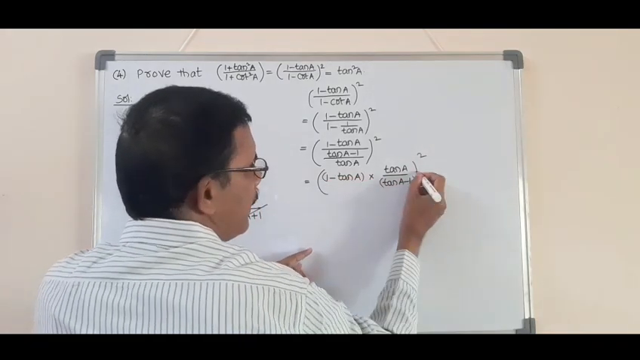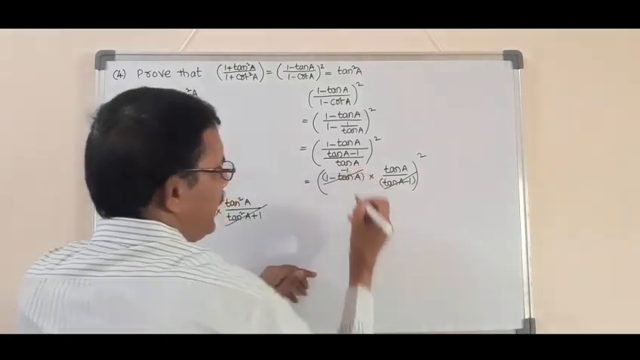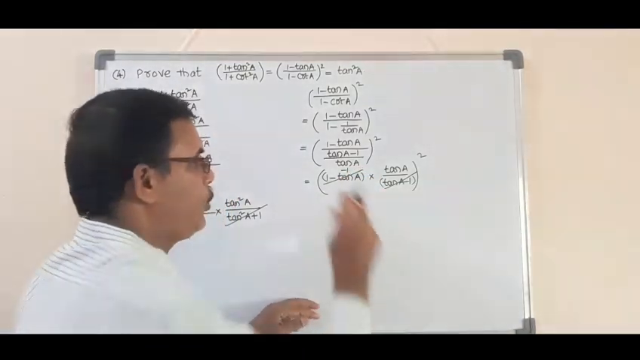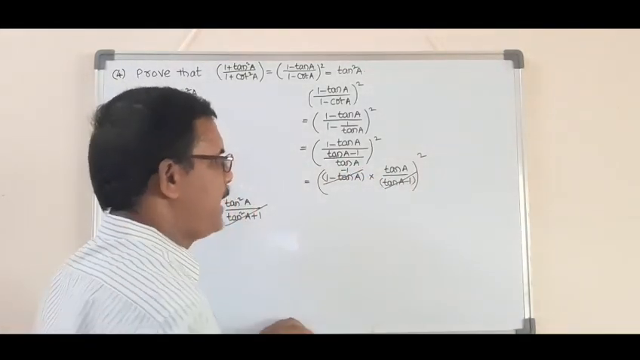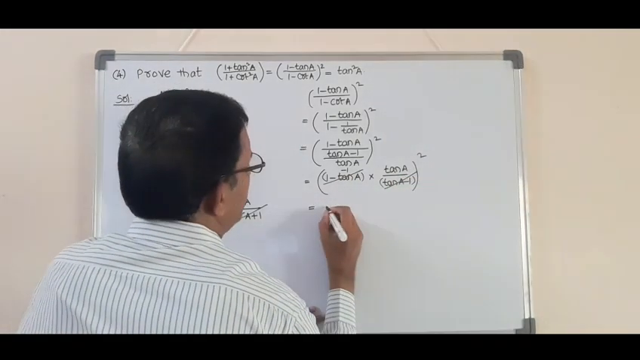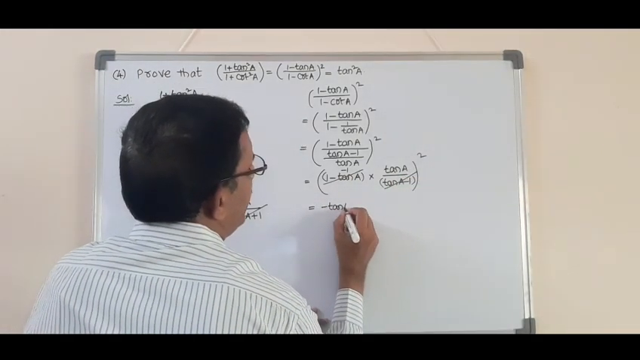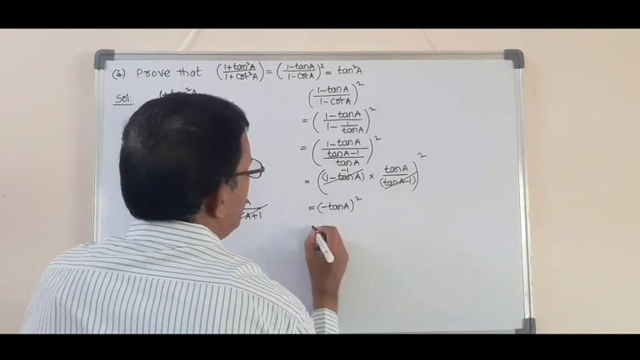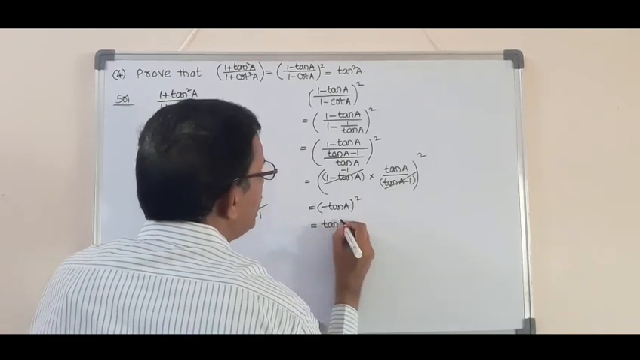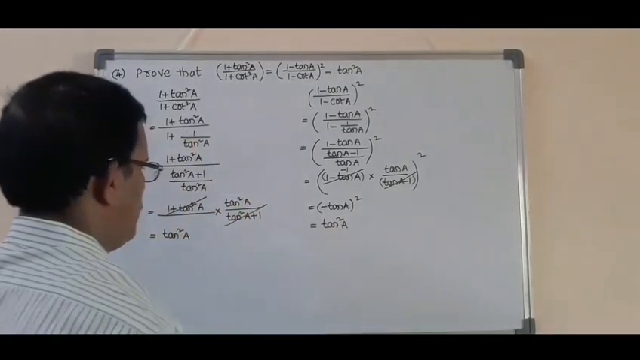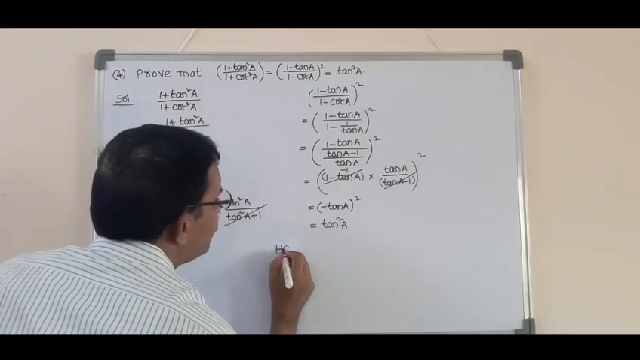These two will get cancelled, into minus 1. Tan A minus 1 into minus 1 is equal to 1 minus tan A. Minus 1 into tan A, that is equal to minus tan A whole square, which is equal to tan square A. Hence proved.